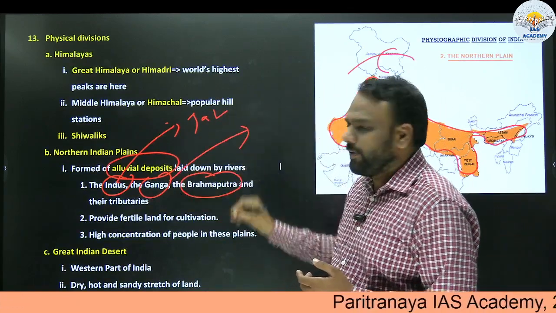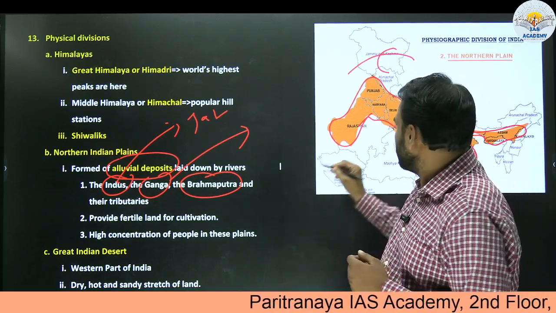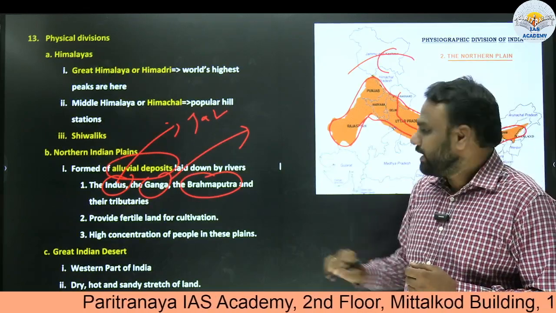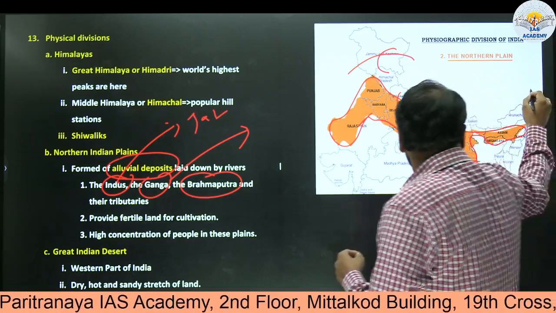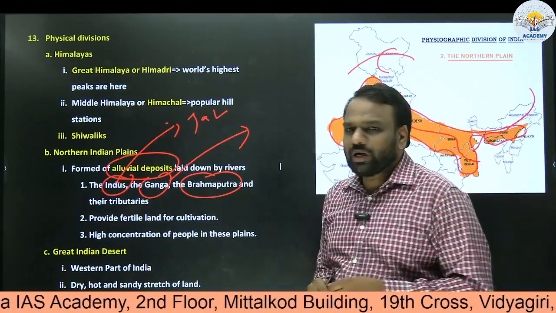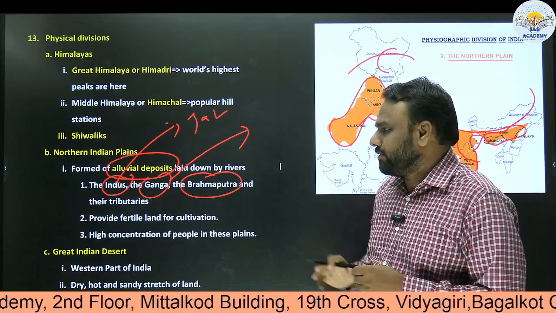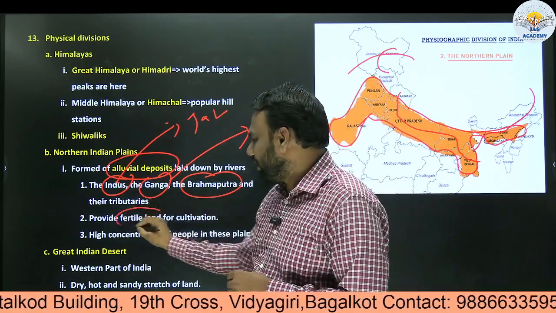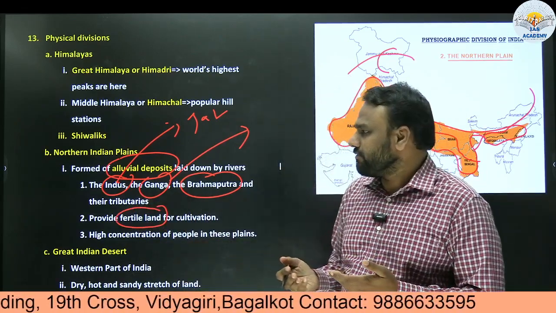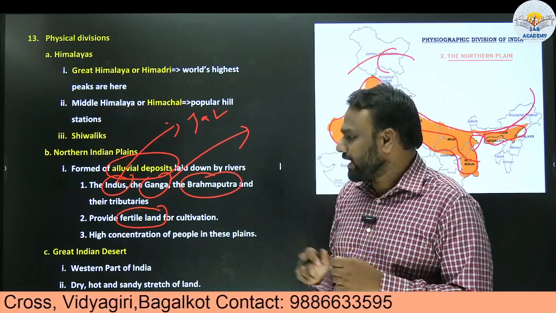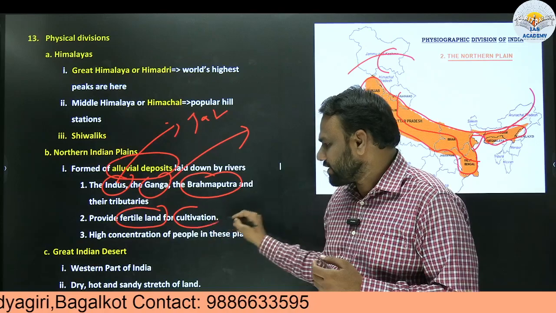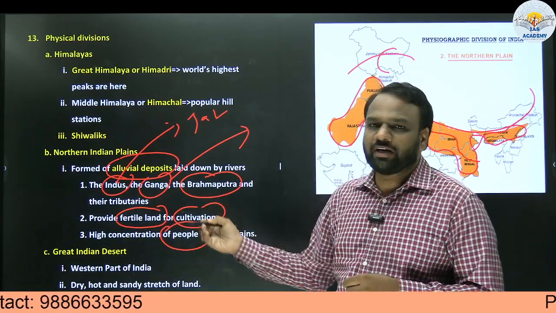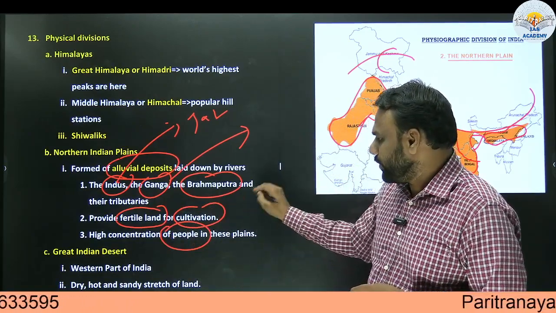Similarly, when it comes to Ganga, it flows through 5 states. Which are those 5 states? Uttarakhand, Uttar Pradesh, Bihar, Jharkhand, West Bengal. Next, when it comes to Brahmaputra, 2 states, Arunachal Pradesh and Assam. So at least the basic information you should be able to connect whenever a river appears. Next, these northern Indian plains are fertile land for cultivation. As the plains are deposited with alluvial deposits, these lands are fertile, and that is why they are used for cultivation, and that is why we have a high concentration of people here, because of the fertile lands and cultivation. Important point to note.